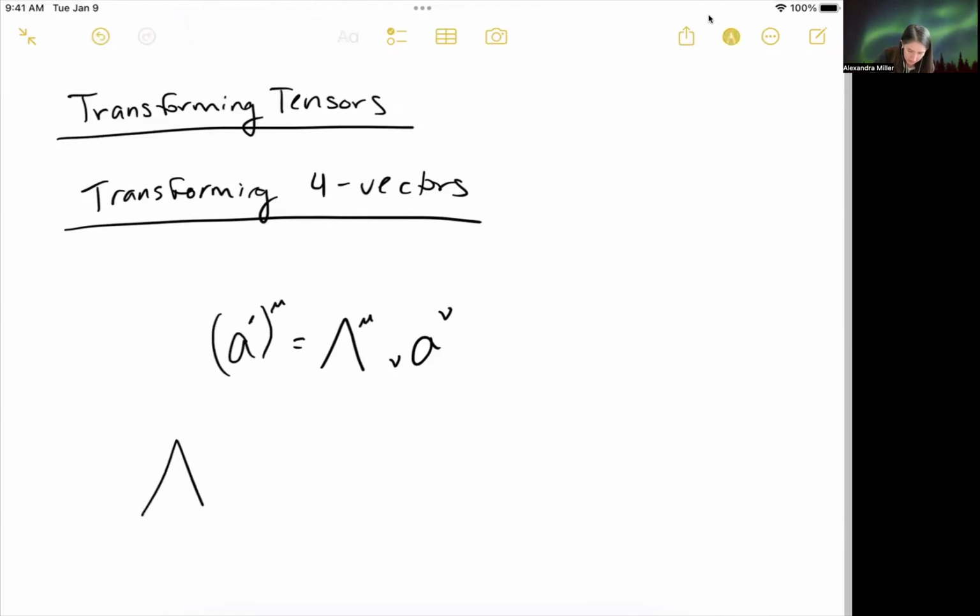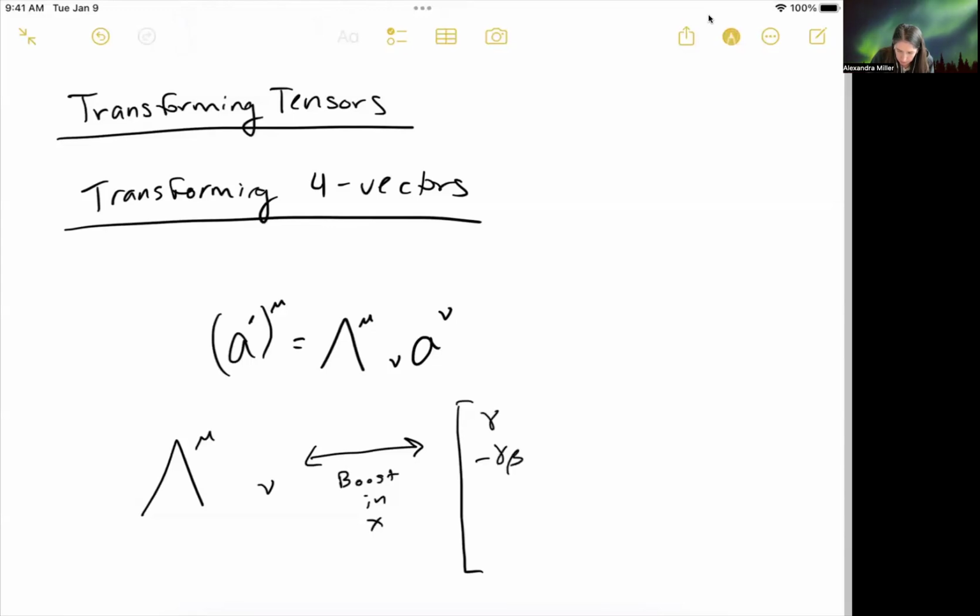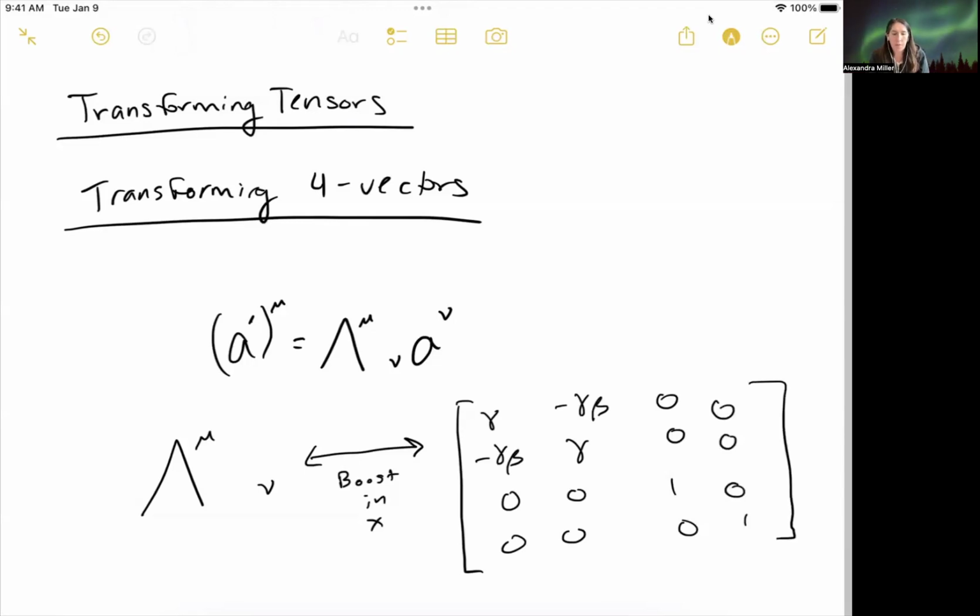And our Lorentz transformation matrix, Λ^μ_ν, again, let's use the same example for a boost in x. It's the same matrix that we've been using all along, which is gamma, minus gamma beta, minus gamma beta, gamma. So it's really the same thing that we were doing before. We're just writing our Lorentz matrix with our index notation.